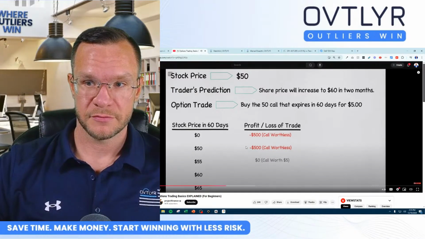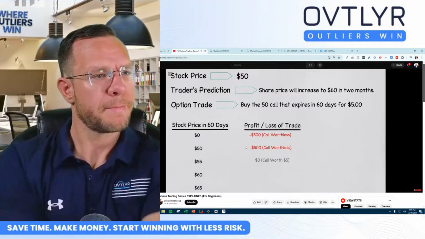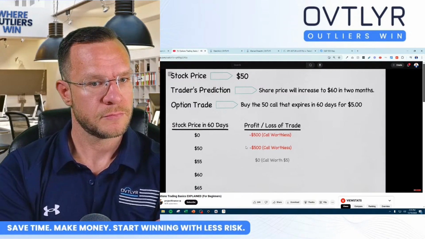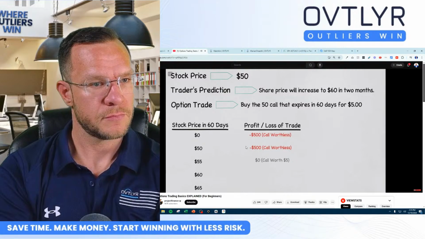And since we purchased it for $5, there would not be a profit or loss on that position. Now that call option would be worth $5 because with the stock price at $55, that call option has the ability to buy shares $5 below the current stock price, which explains why the call option is worth $5.